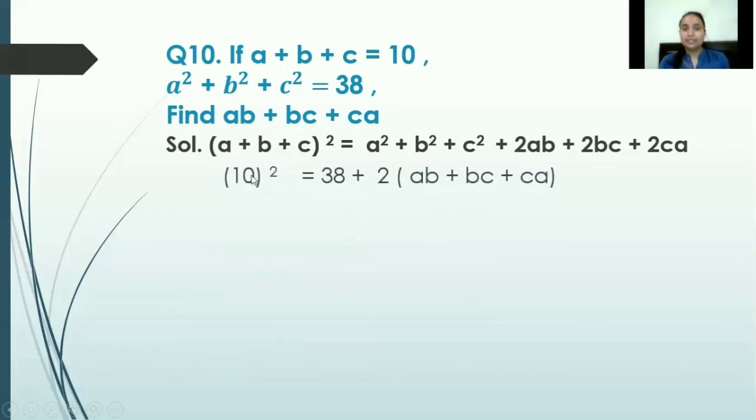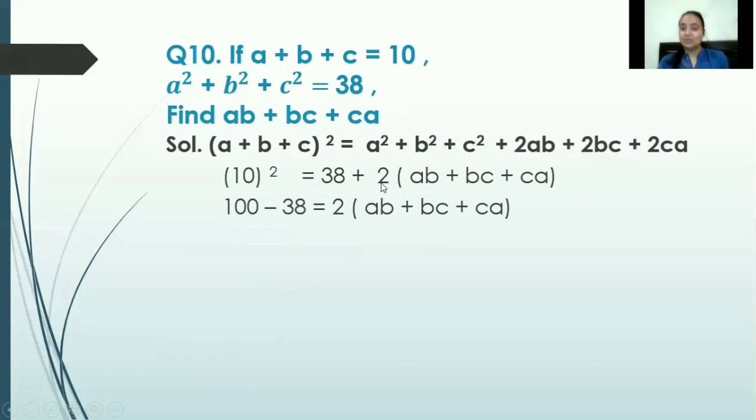A plus b plus c, 10 whole square, and this entire term a square plus b square plus c square, what is it? 38 plus 2. I have taken 2 out from all of them. Now here is a trick. Most of the time what students do is add this 38 plus 2. Don't do that. This 2 is not a free constant here. It is a coefficient associated with them. It is not free to be added.